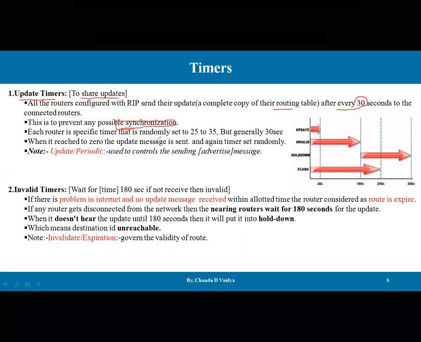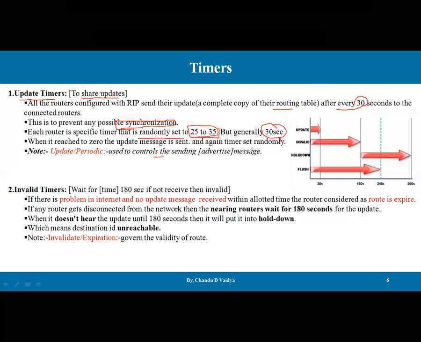Initially it was decided that it should have a random timing, 25 to 35 seconds, but generally it is 30 seconds. It is written in theory that the timer is supposed to be 25 to 35 seconds, but it is restricted to 30 seconds only, and RIP uses only 30 seconds. When it reaches zero, the update message is sent, and the timer is set again.